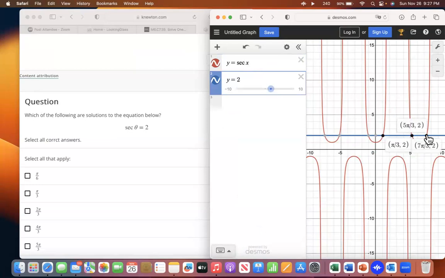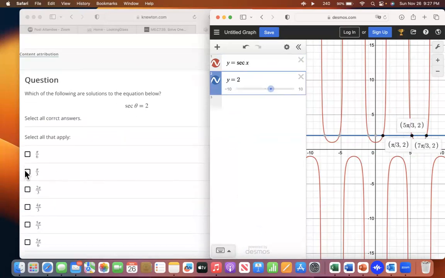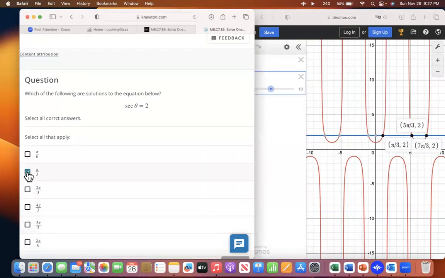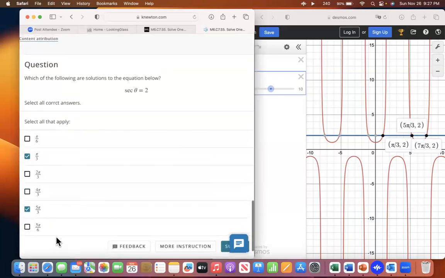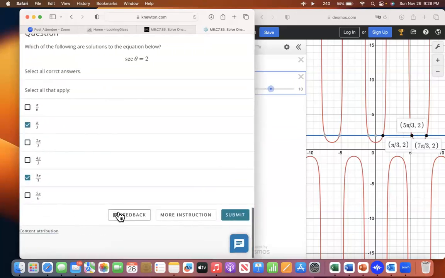Okay, there's pi over 3, 5 pi over 3, 7 pi over 3. Pi over 3, 5 pi over 3. And I think it's just those two. Pi over 3. Yeah, because there's no 7 pi over 3. Oh, shoot.